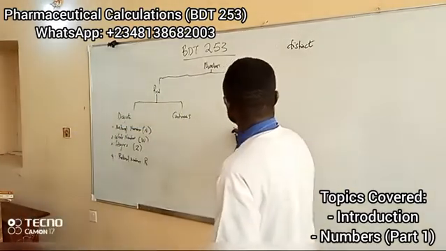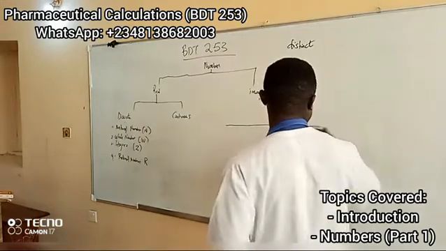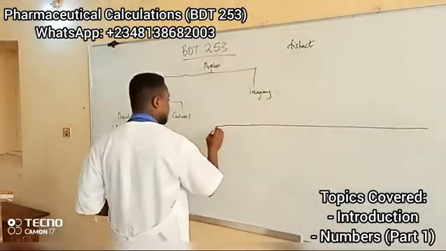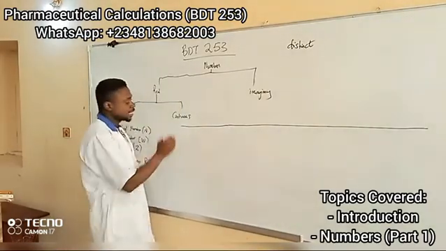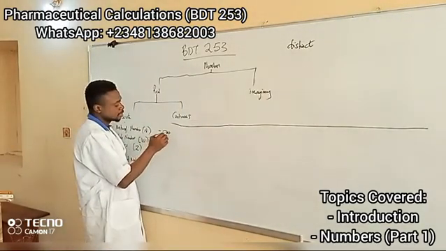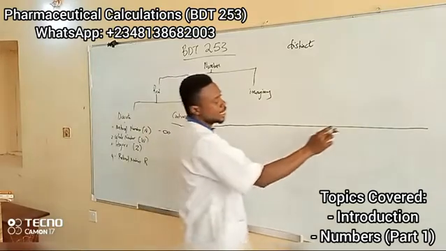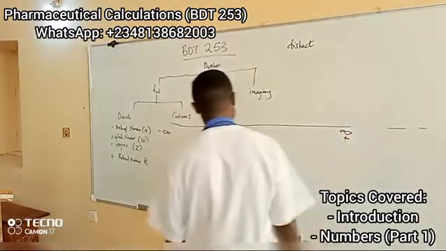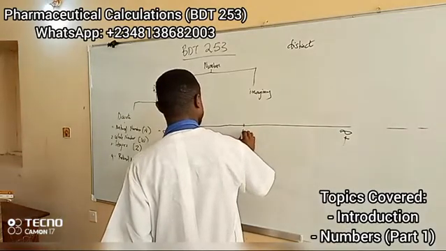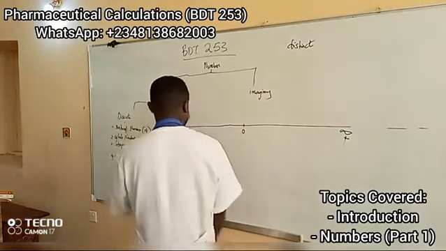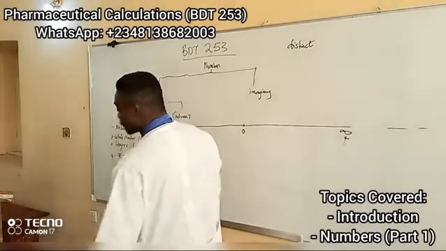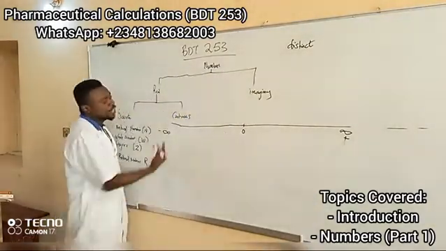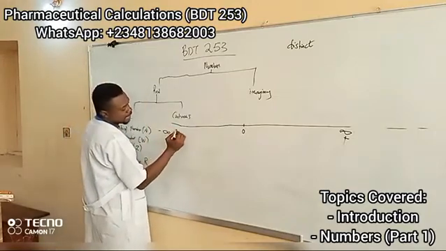A number line goes like this. It starts from negative infinity and ends in positive infinity. In between them, you have zero. The left of zero is the negative. The right of zero is the positive. So from any number, you can start counting down.